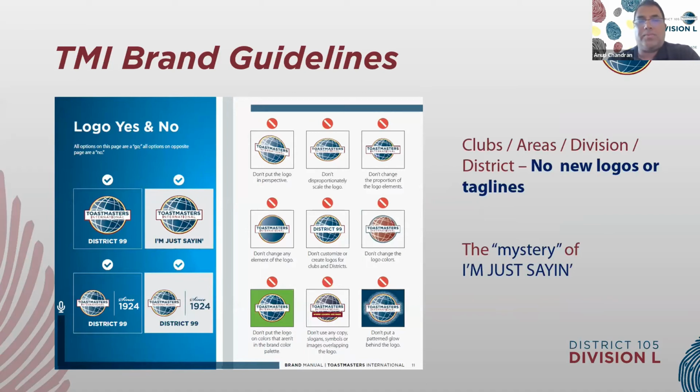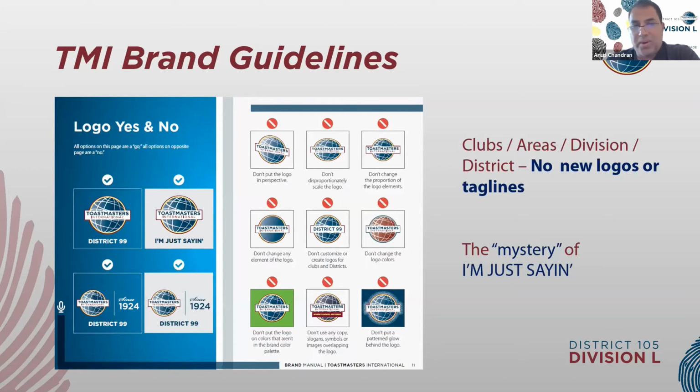First and foremost, the logo. It needs to be as depicted here, with enough gap, and we cannot distort that logo in any form. On the left, you might see that there is something called "I am just saying." That's not a tagline. So clubs, areas, divisions, you cannot put any new taglines. The only tagline that you can have is "Where leaders are made." That's the official tagline.